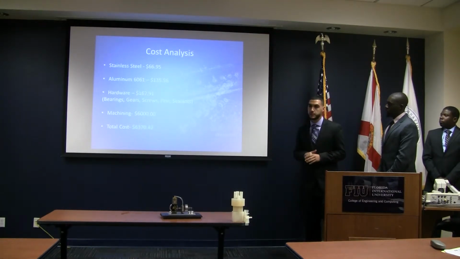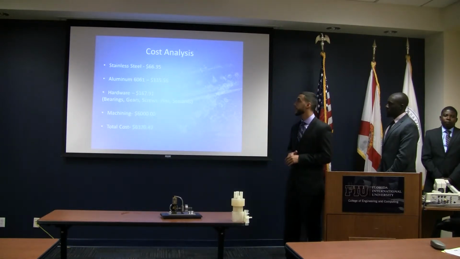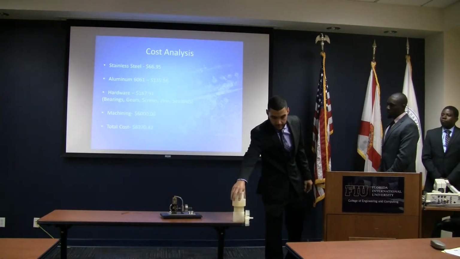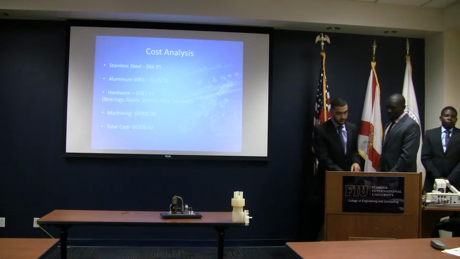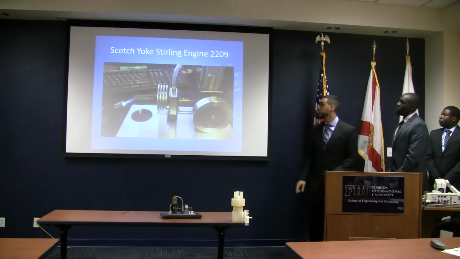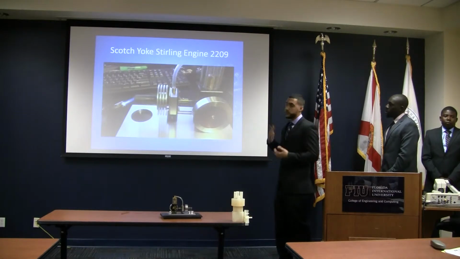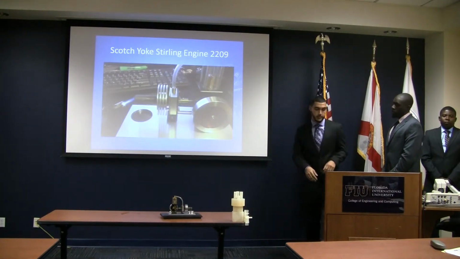Unfortunately, this cost is a little too high for our budget, so we were unable to machine it out of metals, but we did 3D print the whole engine, and it is functional. We just can't heat it up and run it. So what we did instead was we got a traditional Stirling engine that you can get online for about $100, and we ran multiple tests on it to see the power that it produces.